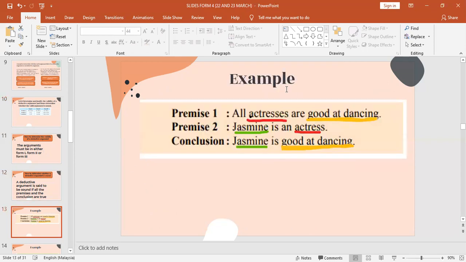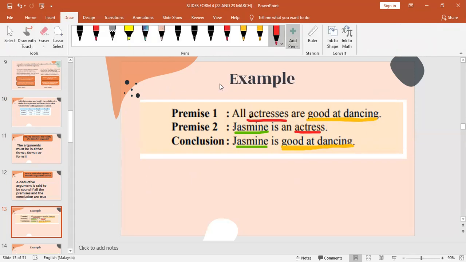Okay, so let us look at this example. For previous one, we have all actresses are good at dancing. Okay, all A are B. So actresses is A.